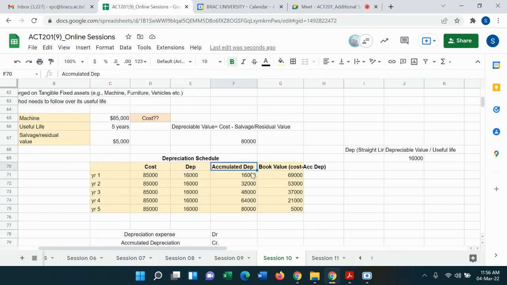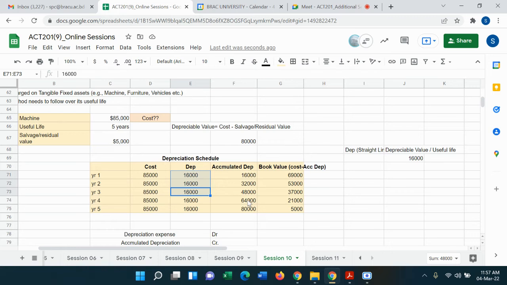And accumulated depreciation is total depreciation charged up to date. Say in the year 1 they charge depreciation 16,000, that's why accumulated depreciation 16,000. After year 2, what would be the accumulated depreciation? In the first year they charge 16,000, again in the second year 16,000, so in total 32,000. This 32,000 is the accumulated depreciation. In the third year, what would be the amount of accumulated depreciation? First year 16, second year 16, third year again 16, then 48,000 is the accumulated depreciation.